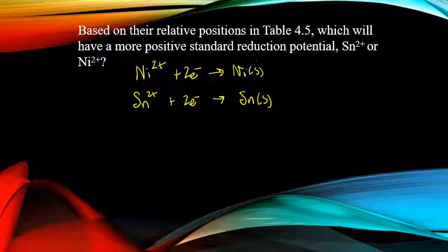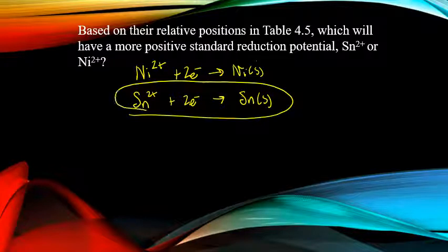So the further up we have, that would be the element with the greater oxidation potential. So the one that has the more positive standard reduction potential is going to be the one that is below. So in this case, the substance that would be more readily reduced would be the tin, because the nickel is above it, which means that it has the tendency to undergo oxidation more so than the tin would.